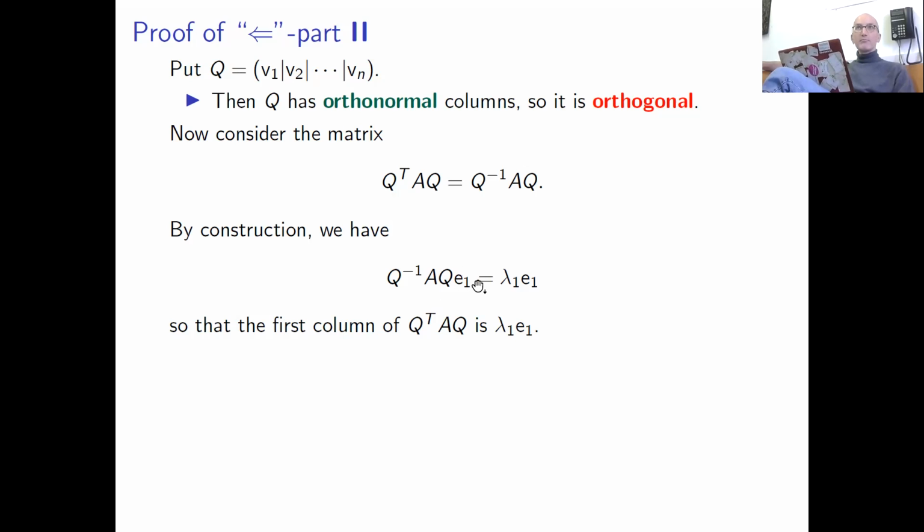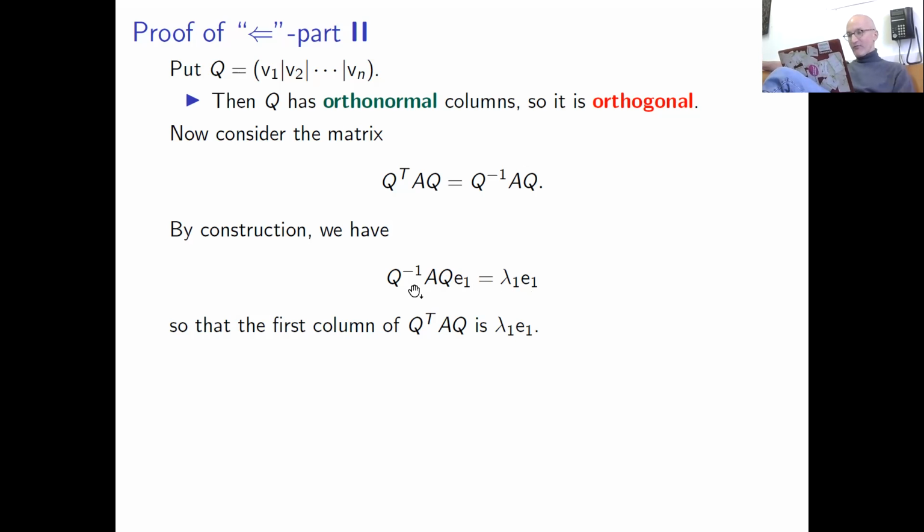But A V1, by our assumption, is lambda 1 times V1, because V1 was an eigenvector with eigenvalue lambda 1. So we get this product AQ E1, which is lambda 1 V1. On the other hand, if you multiply everything by Q, you get lambda 1 Q E1, which, as I already said, is just V1. So we get exactly what we're supposed to get: lambda 1 V1 equals lambda 1 V1.